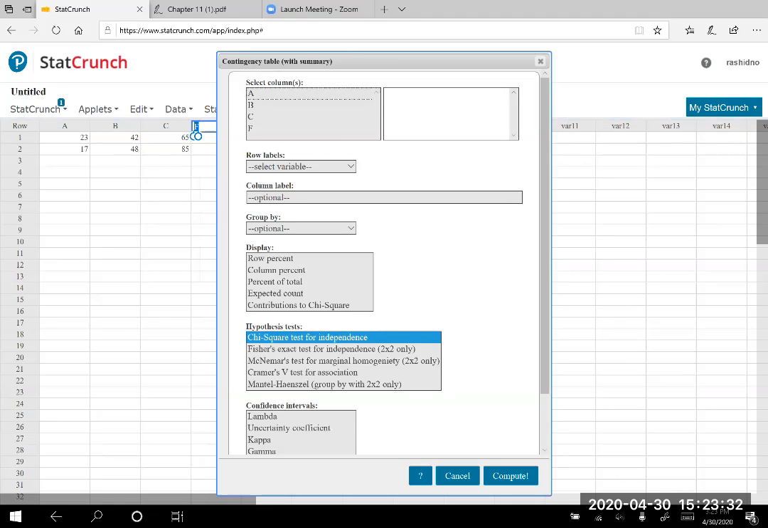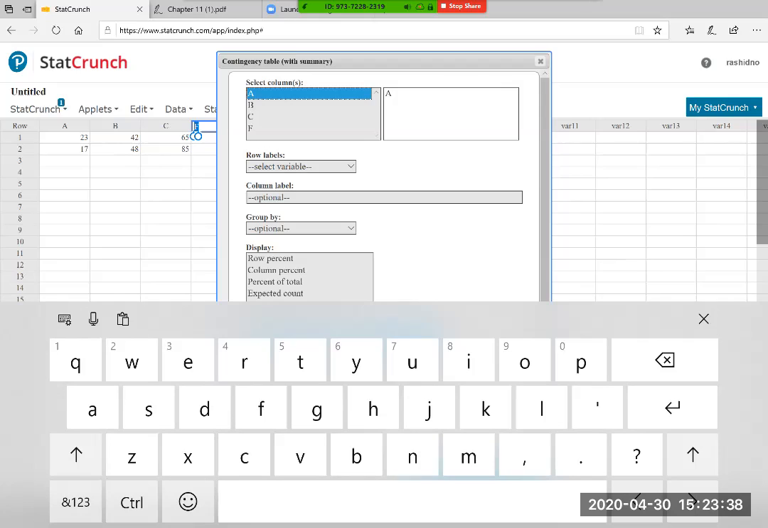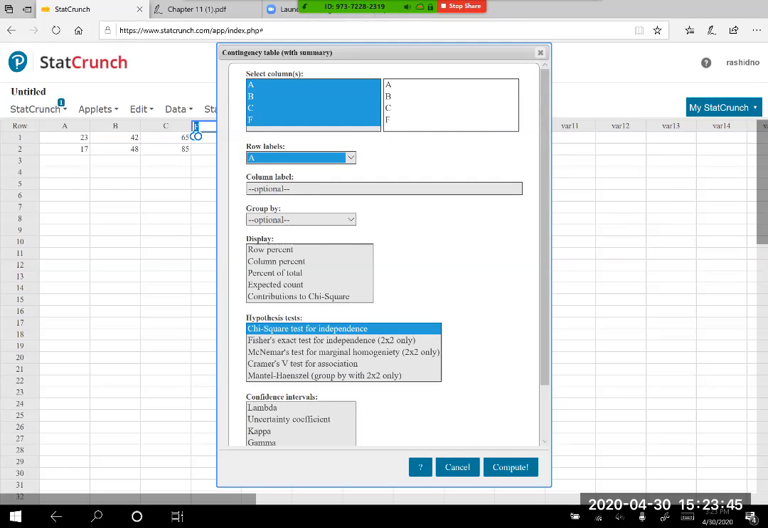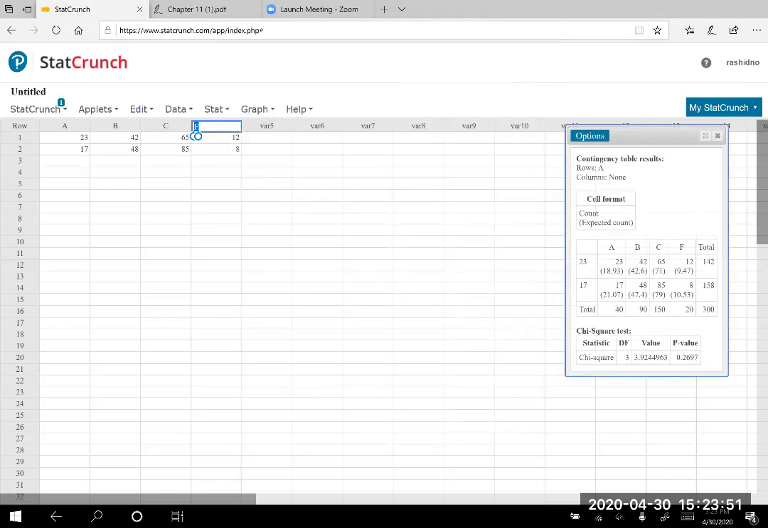Okay, with summary, make sure you select all the columns. So we want to select all of these. All these are the columns. So Control A, we select all, and then row label. It could be any of them. It doesn't really matter what you label. And then display, if you want to see the expected count, click on here and then we compute. So there it is. What's in the parentheses is the expected data, and the other one is your data. Down here, you have the chi-square value, which is 3.9245. And then there's the p-value, 0.2697.